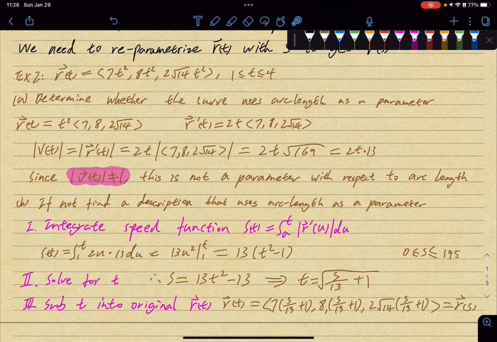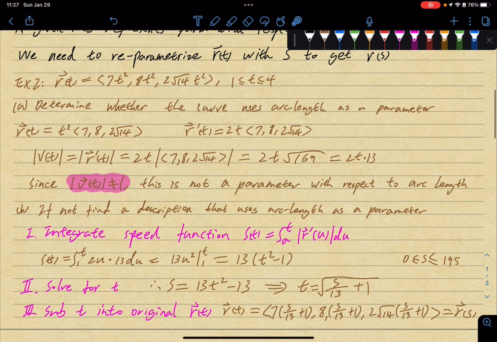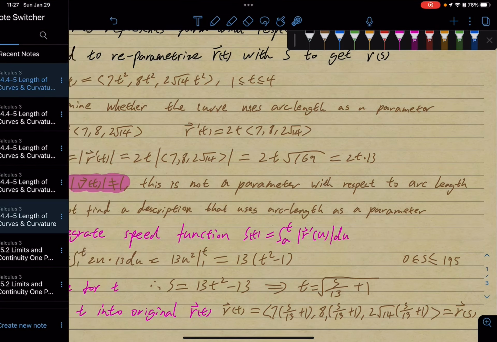Finally, you can substitute this t into the original r of t. So we have the t right here, and we also have the original r of t right here. We just replace this t with the expression that we have, and we end up with this vector. This vector is the same as the original position vector, but now we have a different parameter, which is the arc length s. I hope that makes sense a little bit. If you don't really understand it, you can go back to these same notes PDF and follow through what I have written step by step. But we gotta move on.